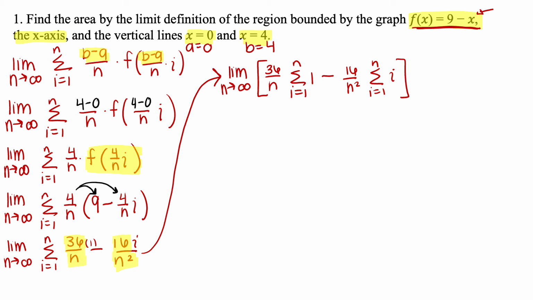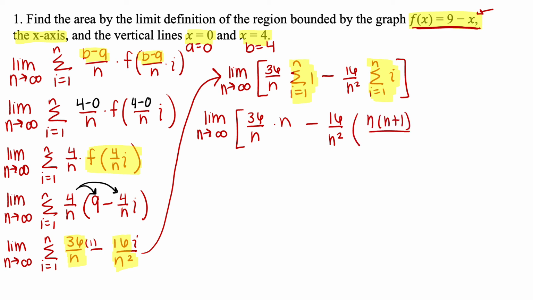Once you split it up, now you can locate your 2 summation formulas and then actually use the formulas from your previous lessons to plug them in. So keeping our limit as n goes to infinity we have 36 over n times, when you follow this formula, 1 times n is just n, minus 16 over n squared, and then following your formula, this is n times n plus 1 all over 2.